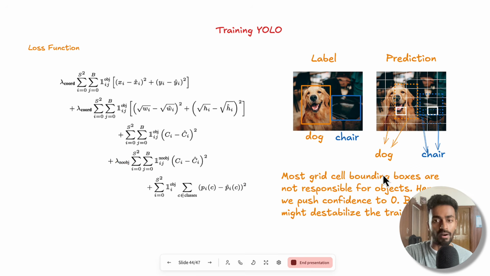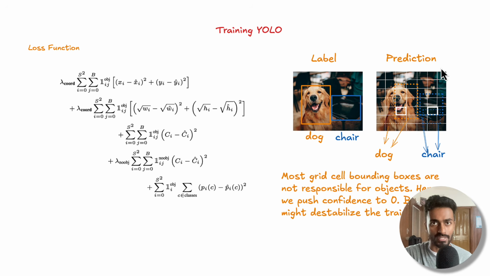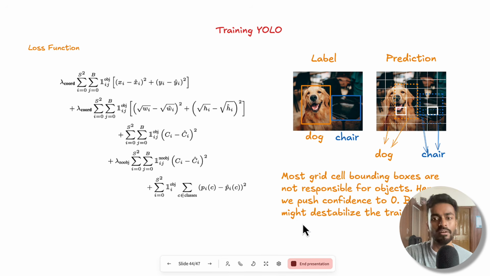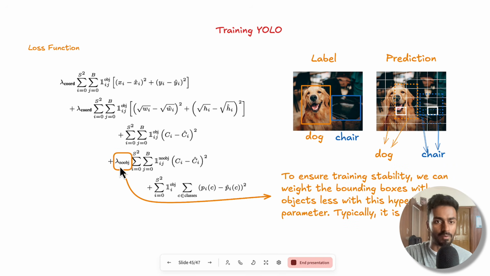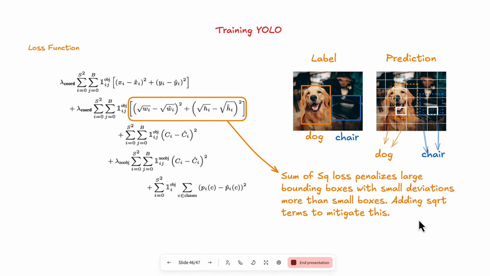And most grid cell bounding boxes are also not responsible for objects, right? We would have 98 predictions coming from YOLO, but in this case, there are only 2 bounding boxes that actually exist. And so training can be destabilized by all of those bounding boxes that are really not predicting any object. And hence, we want to regulate those. And this is done by adding this hyperparameter over here, this lambda no object. And in this case, we set it to 0.5. And next, you see that here we were taking just the difference and squaring them.